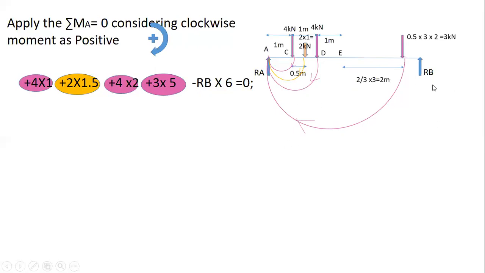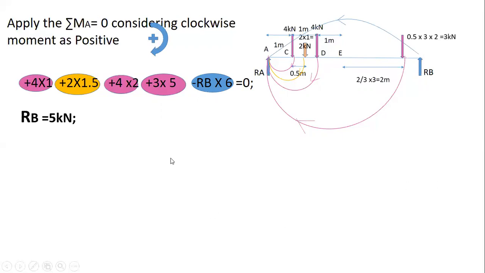Now there is a reaction at B. It is also creating a moment, but in the anti-clockwise direction. So RB into total distance, which is 6 meter. So RB into 6, which is equal to 0. If you simplify that, you will get RB as 5 kilonewton. Here I got the positive value, that means my assumed direction is correct. What is my assumed direction? My assumed direction is that the reaction is acting in the upward direction.